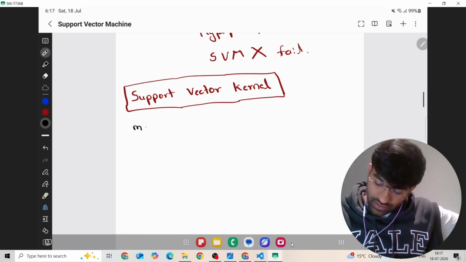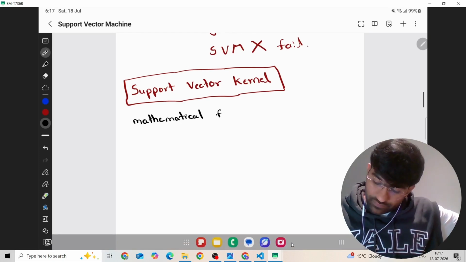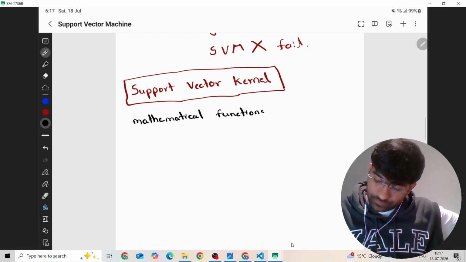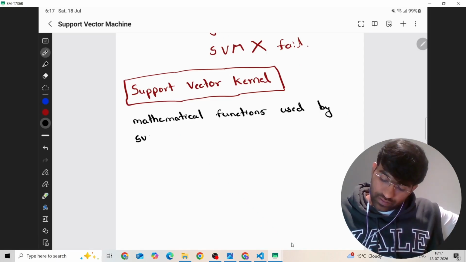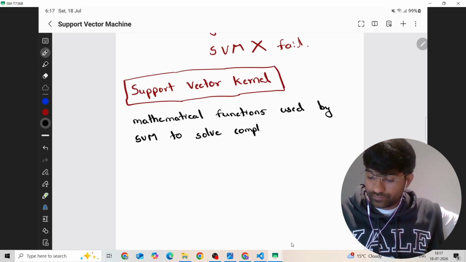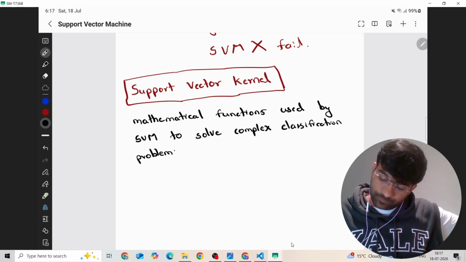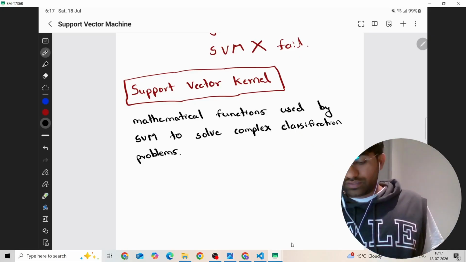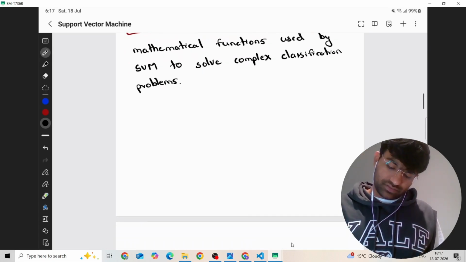They are just mathematical functions used to solve complex classification problems. Support vector kernels are mathematical functions used by support vector machine to solve complex classification problems. I will give you some examples of how the data might look when you plot it.